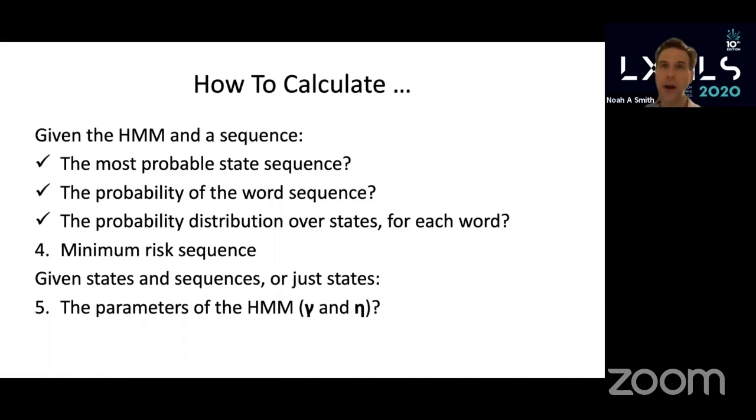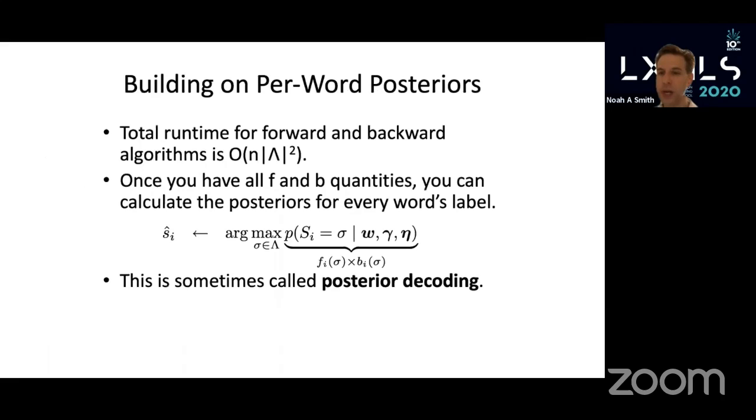Okay, so now you know how to calculate the probability distribution over states for each word, reusing the same algorithm we used for problem 2. We're now going to turn to something else you can do with these quantities that's quite interesting. Suppose that I've done the forward and backward algorithms, and that took me order n times lambda squared time. And so now I could take what I learned for the last problem and apply it to every word position.